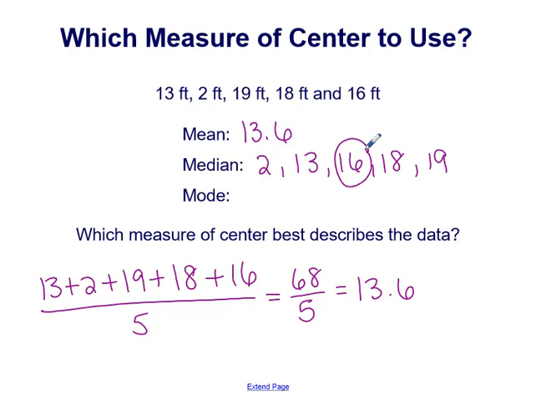And then the mode is the value that occurs most often in our data. But every value only occurs once, so there actually is no mode. We don't even have a number for it. So now looking at your mean of 13.6, your median of 16, and having no mode, which measure of center do you think would best describe the data? Compare each measure of center to the data and try to make the best decision.